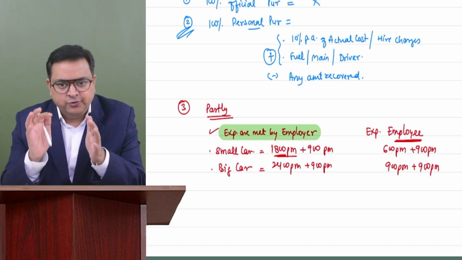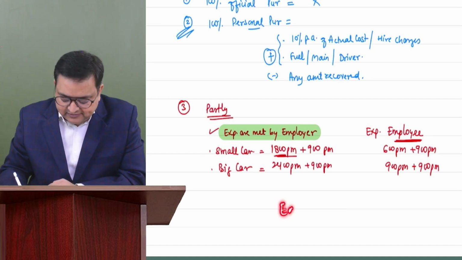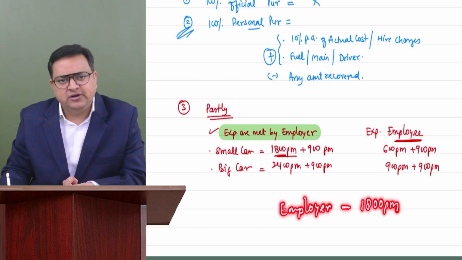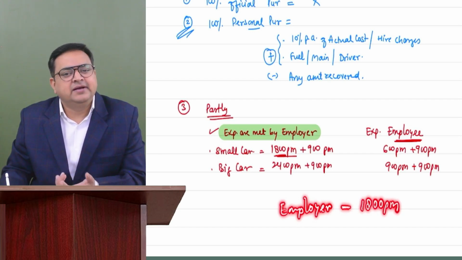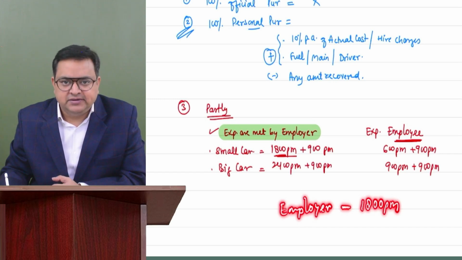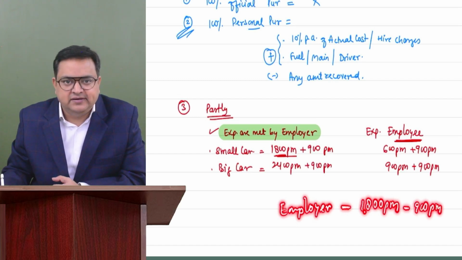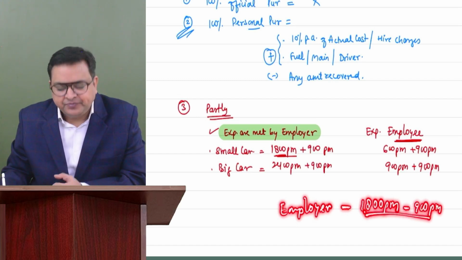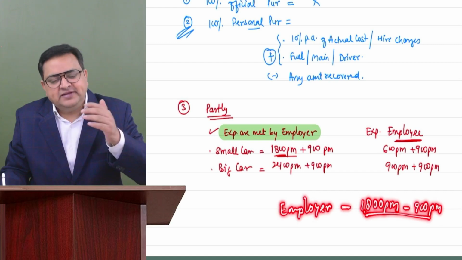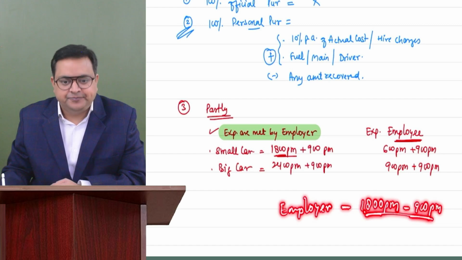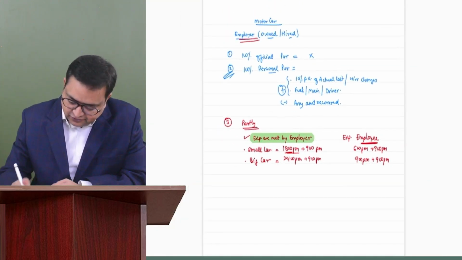Then what we will do, any expenses which the employer is meeting will be reduced by 1800 per month. Got it? If it's a small car, reduced by 1800 per month. If it's a big car, reduced by 2400 per month. Got it? And yes, if the driver is also provided, then further reduced by 900 per month, right? So total, I can say, if small car plus driver, please reduce it by 2700 per month. 1800 plus 900. Got it? So that is also important.